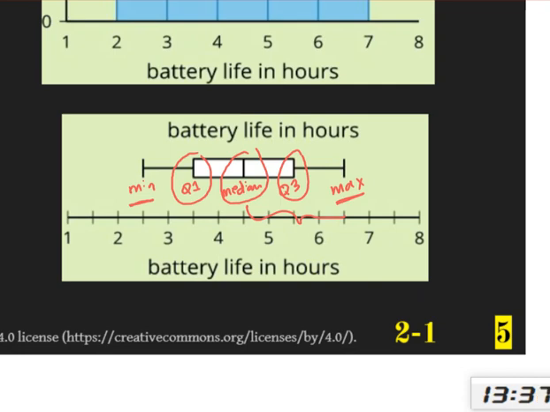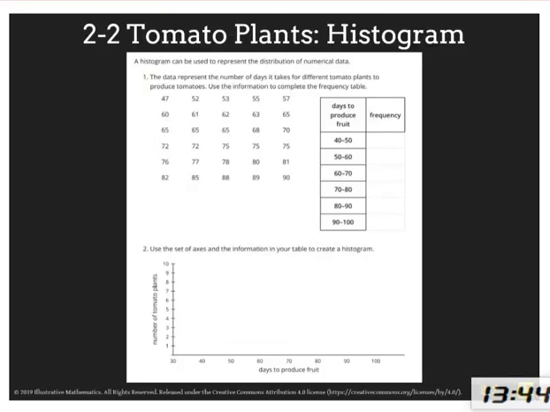And we'll have an exercise where we go into it a little bit more, but hopefully you had something like that. All right, so next activity we're going to do is to create a histogram.